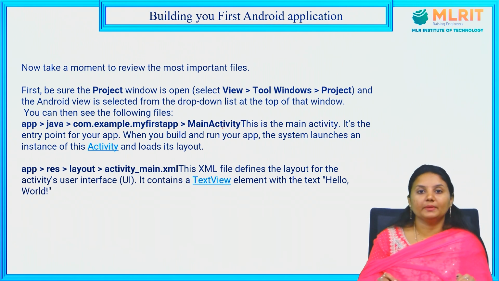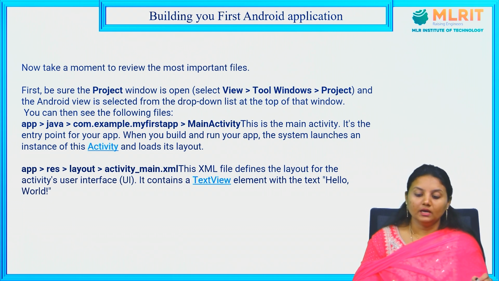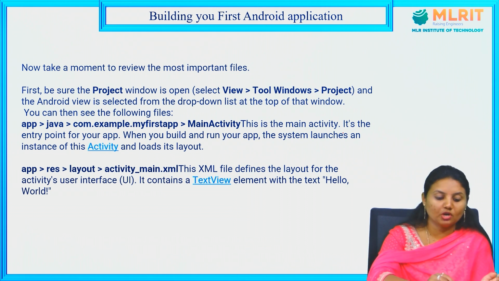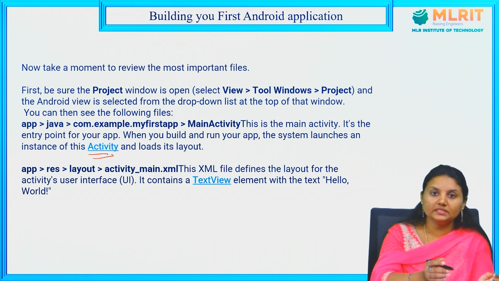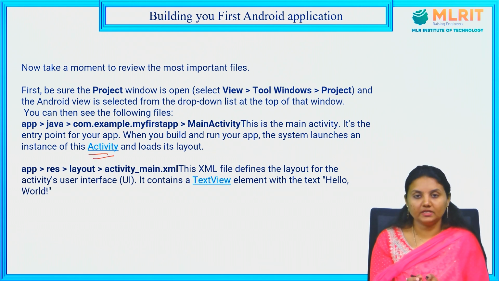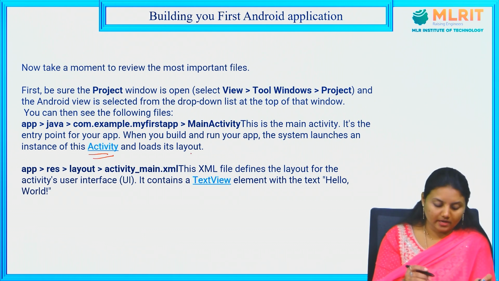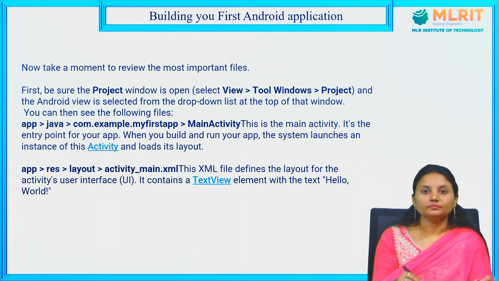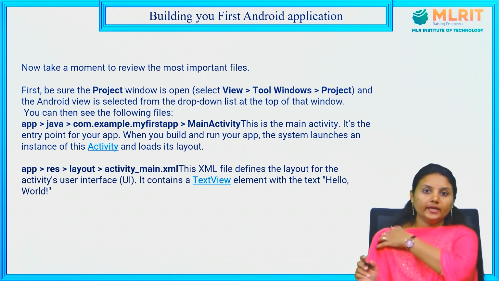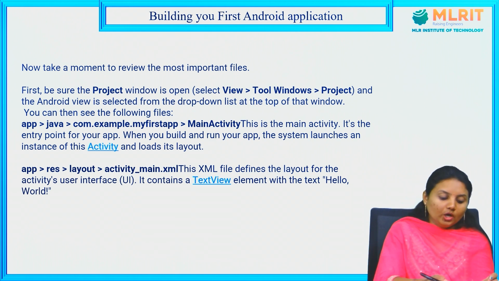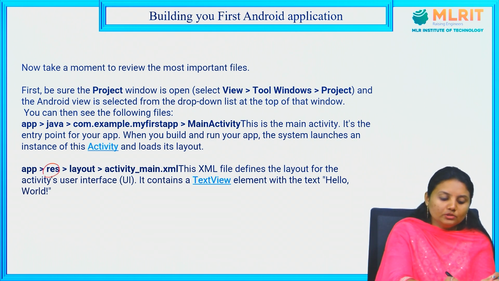So this will open the main activity, the editor for writing your Java code, where the business logic for executing and building your application goes. Then the system launches an instance of this activity, meaning that particular main activity will be loaded, and it will build and run. And it loads its layout. Layout is nothing but whatever XML activity layout you are writing for the design part, that will be loaded. And you also have, under the app, RES.